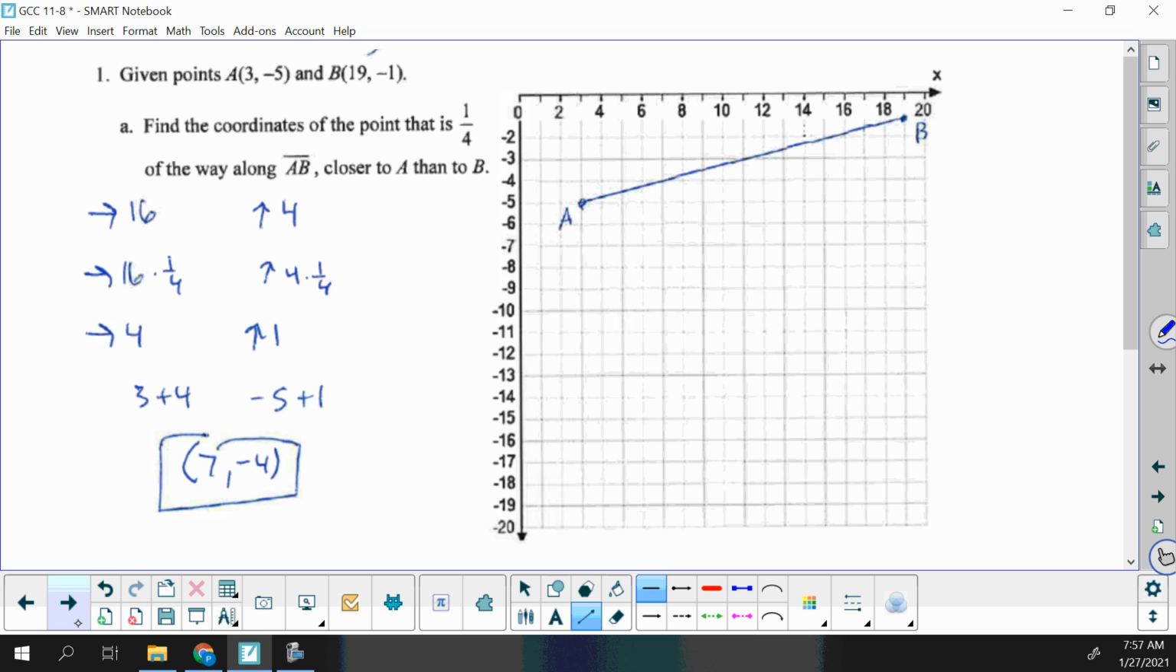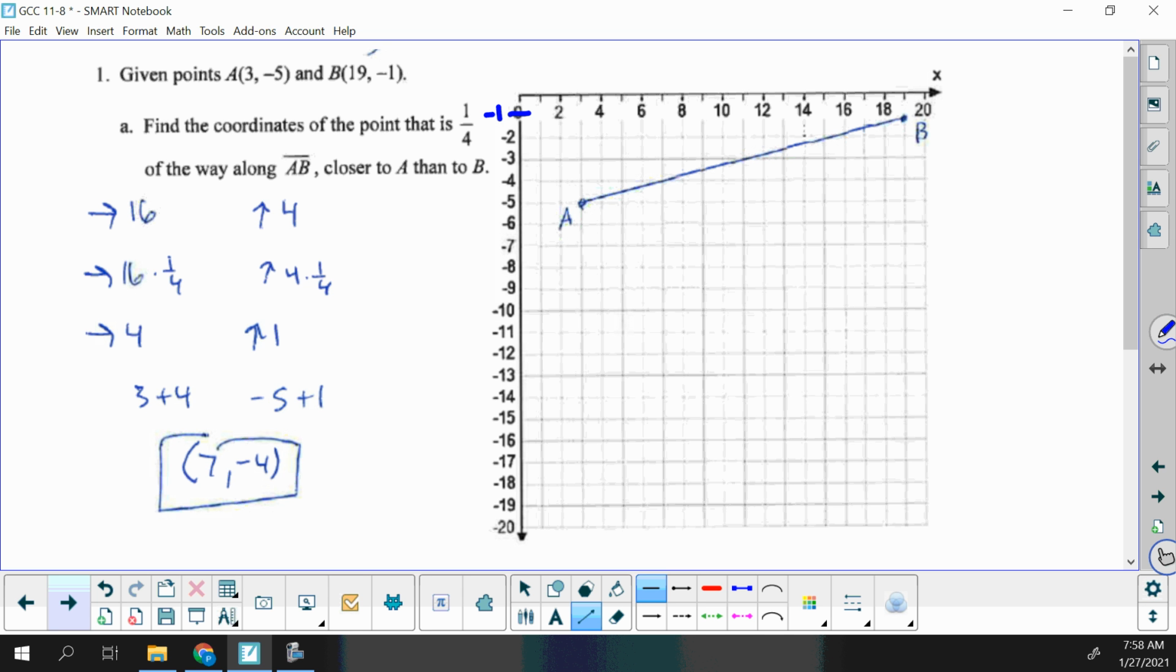Going over to your homework, we got A and B plotted. We want 1/4 of the way closer to A than B. So essentially 1/4 from A. So starting from A and going to B, 3 to 19, you're going right 16. -5 to -1, you're going up 4. So the -1, it's kind of covered by the numbers, but the -1 is right there. So you multiply those each by 1/4, so we're really going to move right 4 and up 1.